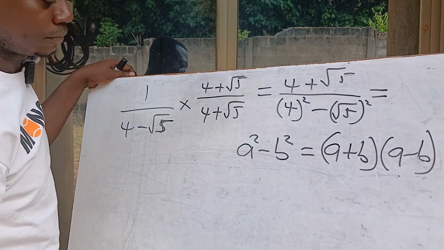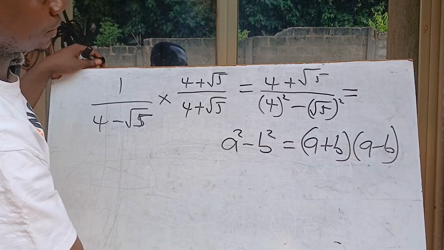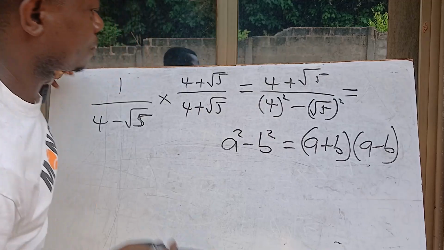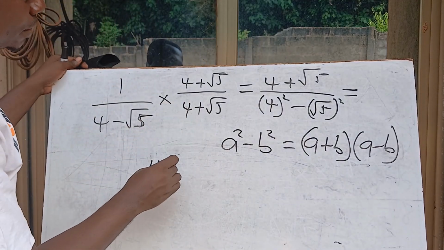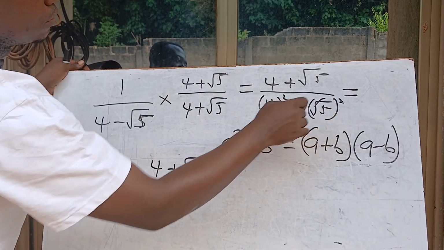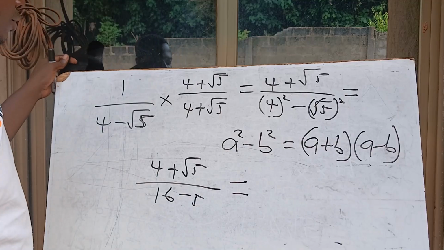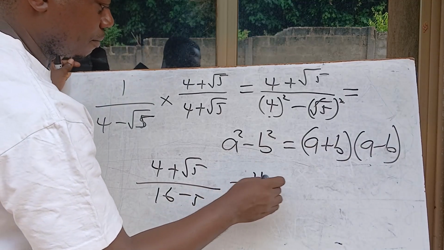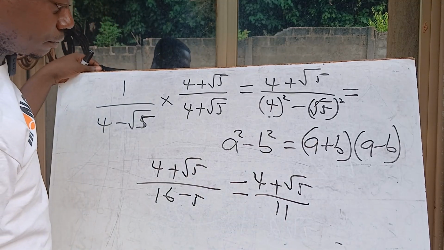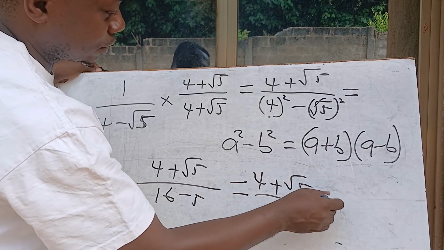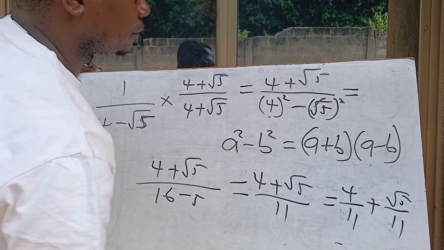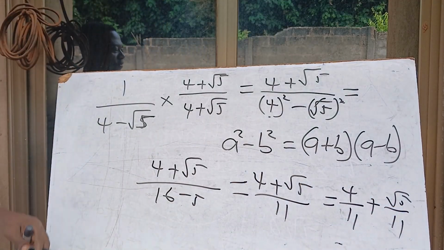Okay, simple as that. So we have 4 plus 5 on this one, square is 16, and this one will be 5. So that will be 4 plus 5 on 11. So that's the same as 4 on 11 plus root 5 on 11, or 1 over 11 root 5. Okay, that's that.